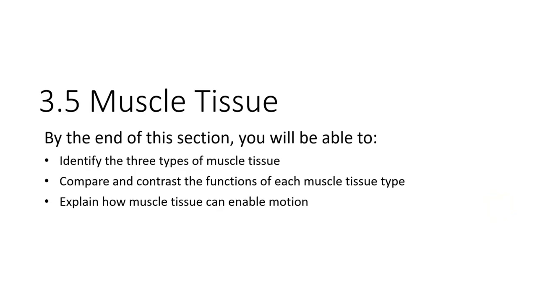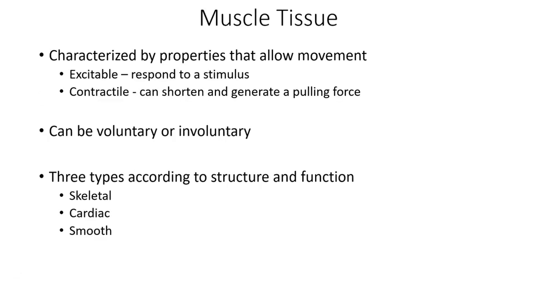Right, let's talk about muscle tissue. So we're going to talk about the 3 different types of muscle tissue found in the body, talk about the functions of each of these, and how each type of tissue can enable some sort of movement or motion in the body.